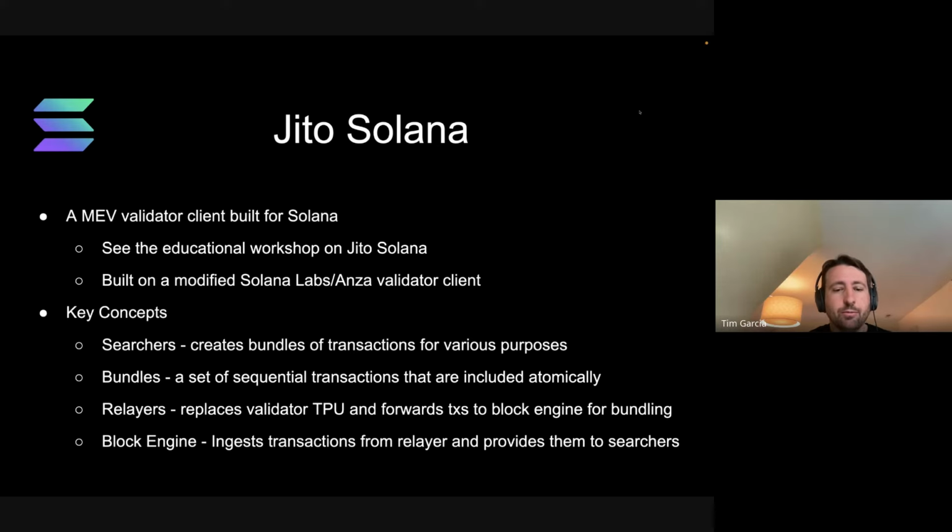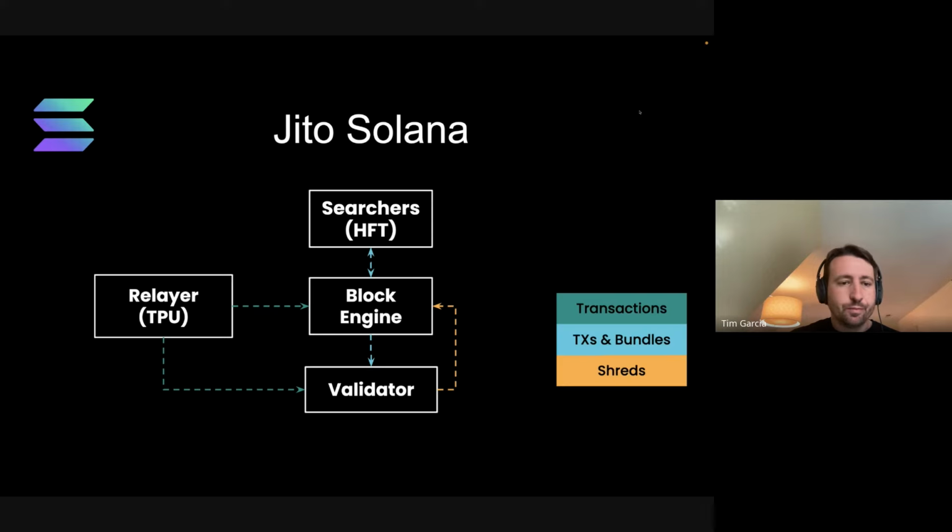The other important concept from the validator's point of view is the relayer. The relayer takes the place of the TPU, and the relayer's job is to take all the transactions coming into you if you're the leader, and then forward them to what's called the block engine. The block engine is where the searchers interact with the ecosystem, and they are sending bundles to the block engine. The block engine then decides what goes back to the validator and gets included in the block.